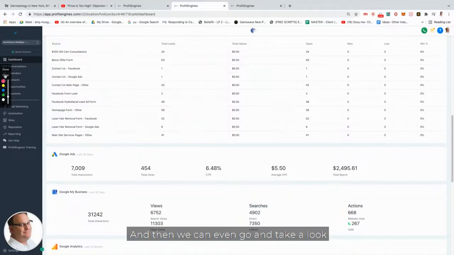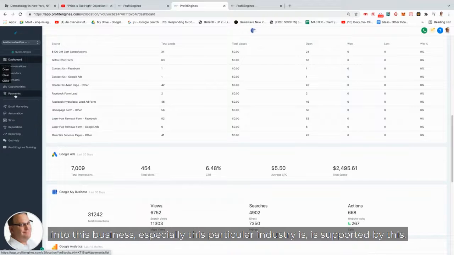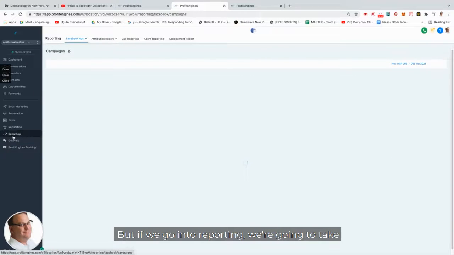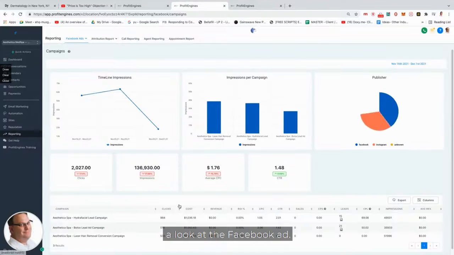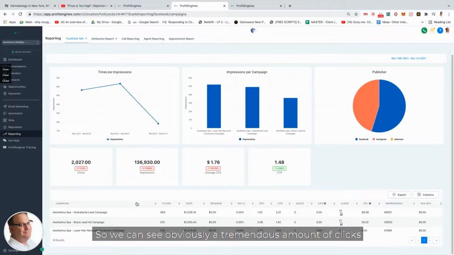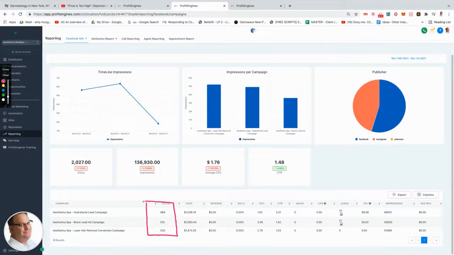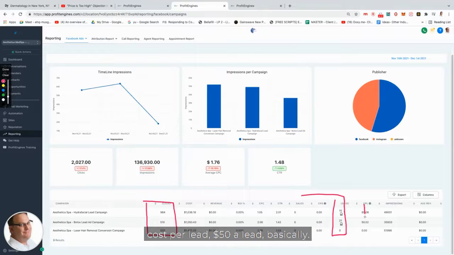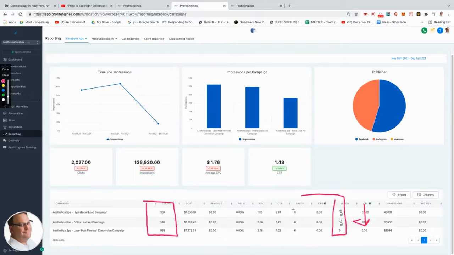And then we can go and take a look at what I would say is the most important thing, because this is where a lot of the traffic comes in, and this particular industry is supported by this. If we go into reporting, we're going to take a look at the Facebook ads. We can see obviously a tremendous amount of clicks and a tremendous amount of leads and a pretty low cost per lead, basically $50 a lead.